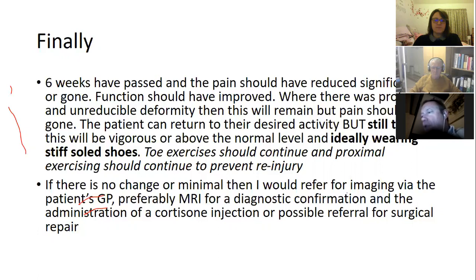However, if you've done all that and there's no change whatsoever, there's lots of pain still, it hasn't gone down, no restoration of that toe function, then at that stage, I would refer to the GP for an MRI to see plainly what's going on, to confirm if it is a plantar plate tear or something else, possibly a cortisone injection then to kill the pain, because this is inflammatory, and if necessary, then a possible referral for the surgical repair of both the plantar plate and the straightening of that toe, although obviously there can be consequences as a result of that. Okay, so the final slide now, please.